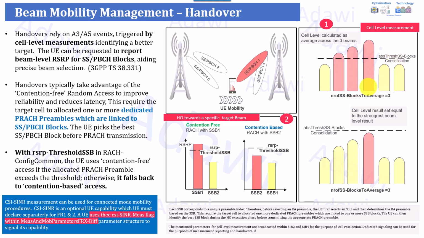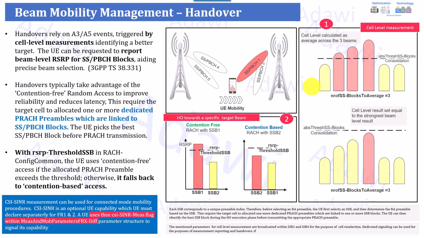So how will the best beams be decided? Based on the other parameter, which is called the absolute threshold SSB blocks. For example, this is a threshold telling him that it's 100 dB. Any of the SSB beams that are better than this threshold will be a candidate for the averaging, to decide the linear average for the cell level measurement. So assume you have 3 beams better than this threshold, and your other parameter, the SSB blocks to average, equals 3. What will the user do in this case?